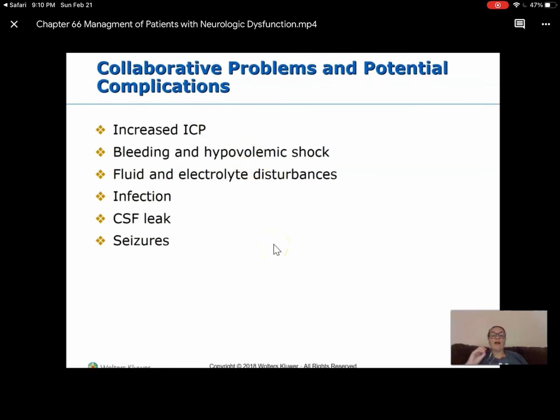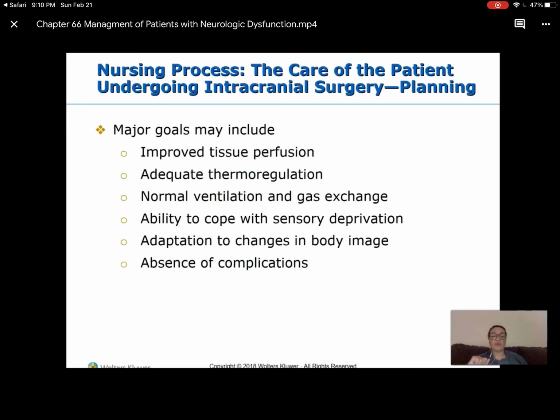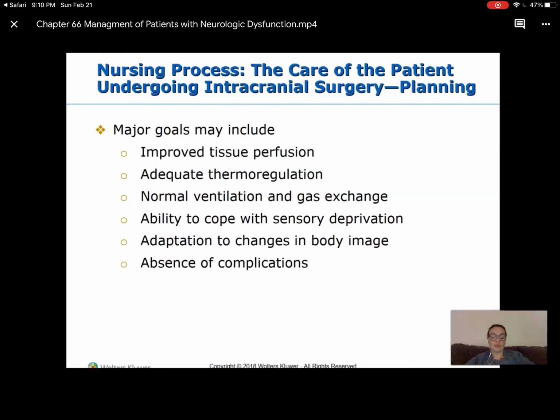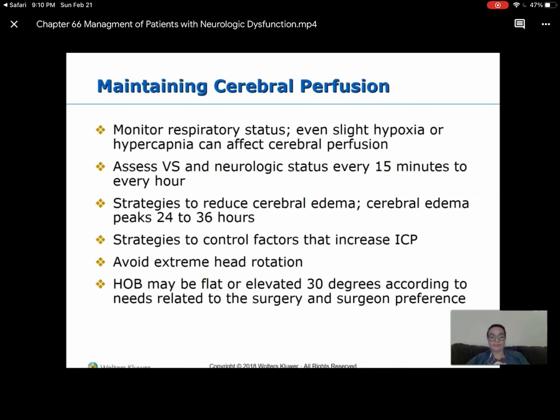Okay. Some of the most common complications that increase ICP and we can't get it down, that can cause permanent cell death and brain damage, bleeding and hypovolemic shock in the brain, fluid and electrolyte disturbances, infection, CSF leak, seizures. Gone through most of those. Here is our goal in planning for these. Improve tissue perfusion, adequate thermoregulation. Again, you are constantly checking to make sure these patients are okay. Normal ventilation, ability to cope, adapt change of body image, depending on where your patient's at.